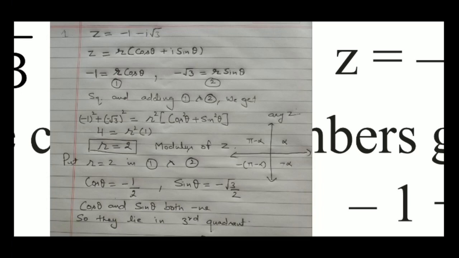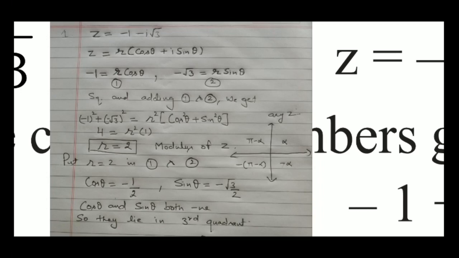So after comparing, you will get here r cos theta is equal to minus 1, and the value of its imaginary part is minus under root 3, which is equal to r sin theta. Name them equation 1 and 2. Then you will do the scaling of equations number 1 and 2, and after the scaling, you can add them.